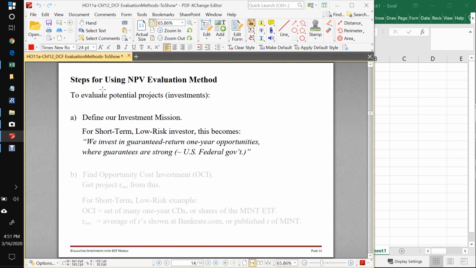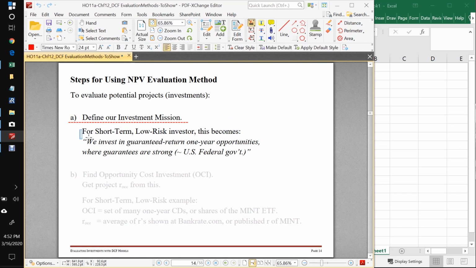So what are our steps for using the NPV evaluation method? So here's a little recipe showing step by step how we apply this. So the first thing we're going to have to do to use the NPV method is to know what our investment mission is. We have to define it. We have to be rigorous about our investment mission.